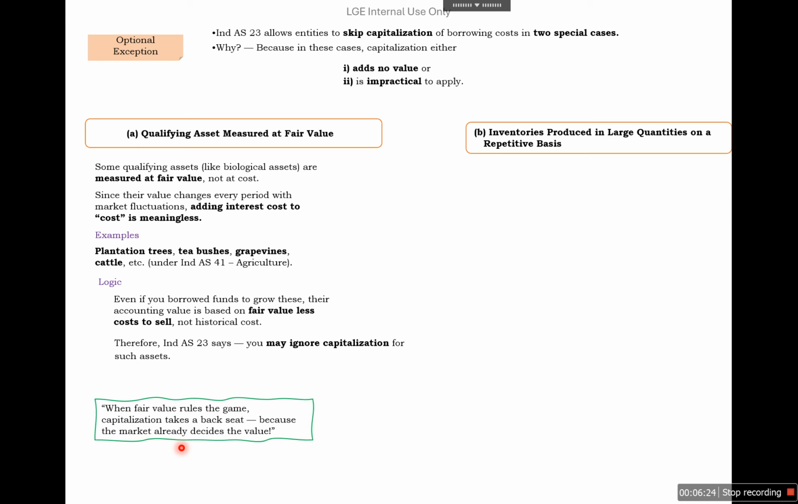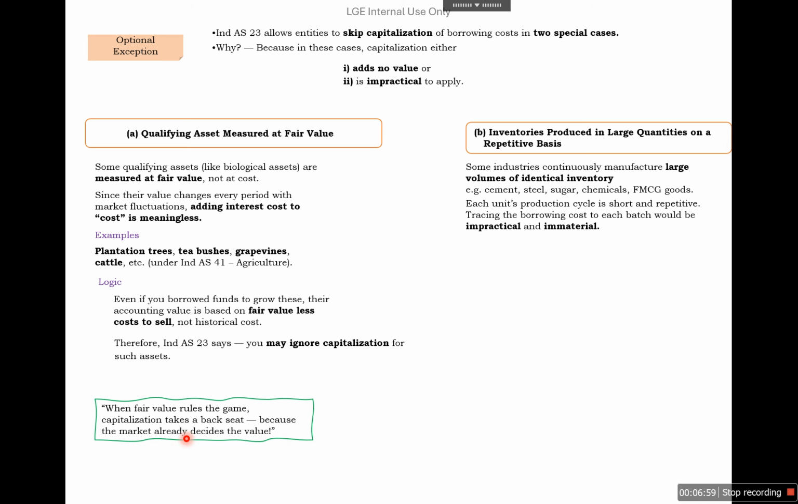So in these cases, Ind AS 23 allows for the optional exception because production is going on a repetitive basis, and there is no logic to connect the borrowing cost with each and every asset. So some industries continuously manufacture large volumes of identical inventory, maybe concrete, cement, sugar, chemicals, FMCG goods, etc. And each unit's production cycle is short and repetitive. So tracing the borrowing cost to each batch would be impractical and immaterial.